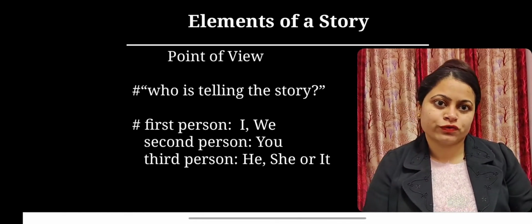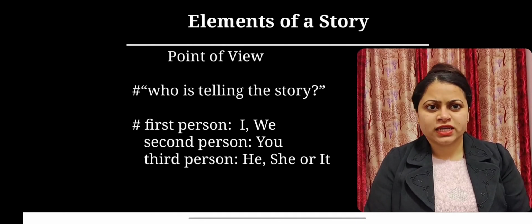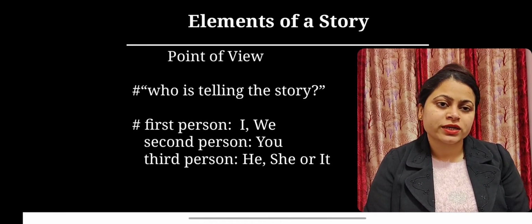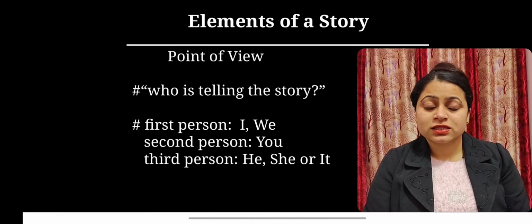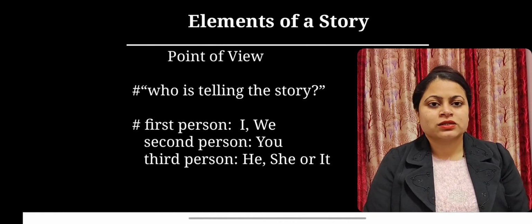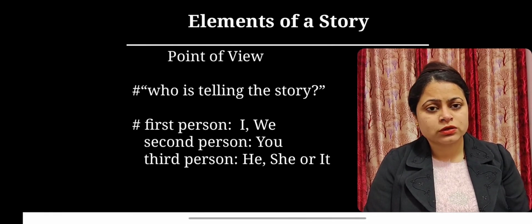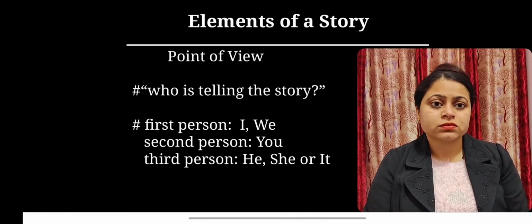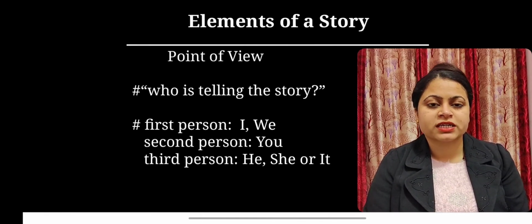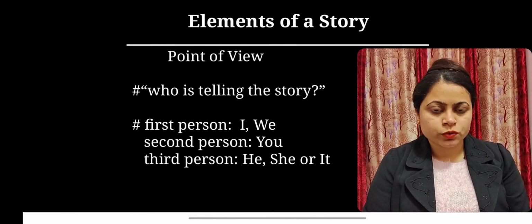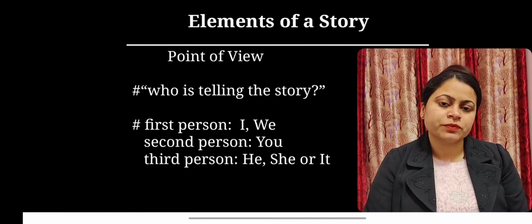Next is point of view. To identify the point of view of any story, a reader must ask, who is telling or narrating the story. And the perspective will answer the point of view of the story. The story can be told from the first person, second person, and third person perspective. It is the perspective from which the narrator, the writer, or the author wants to express the experience to the reader.